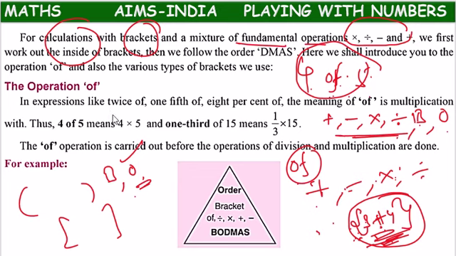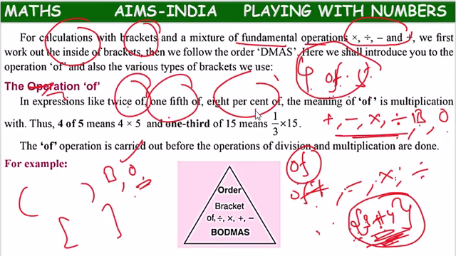We use this word 'of' while expressing words like twice of, one-fifth of, 8% of. Suppose 4 of 5. 4 of 5 means 4 into 5. 'Of' also indirectly represents multiplication. Even a bracket represents multiplication. If there is a number outside the bracket, we have to multiply it with the inside values. So, a bracket is also one kind of multiplication, and 'of' is also one kind of multiplication.